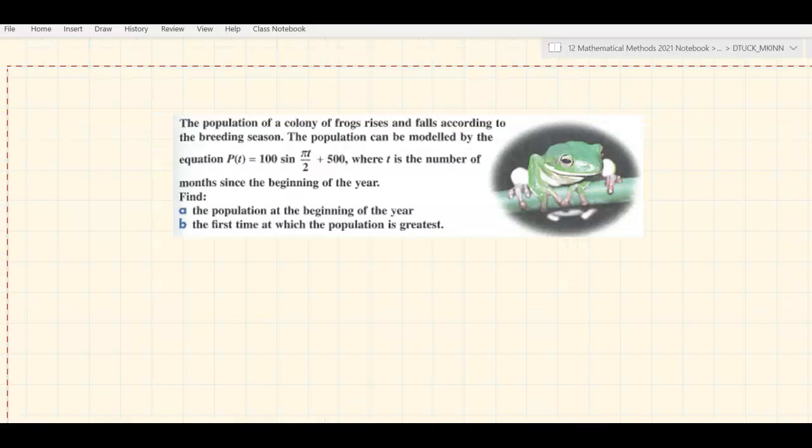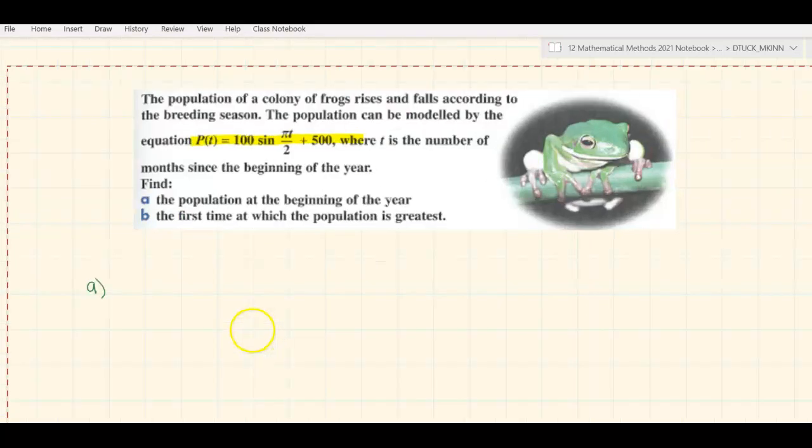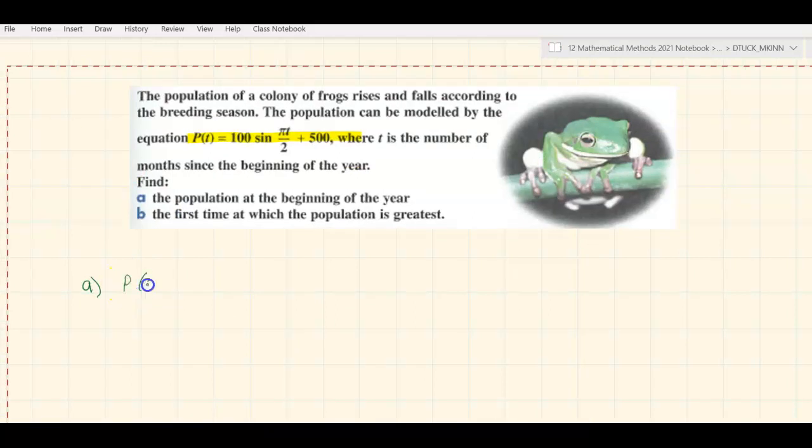All right, so the population of a colony of frogs rises and falls according to the breeding season. The population can be modeled by this equation here, where the population is 100 sine of pi t on 2, all plus 500, where t is the number of months since the beginning of the year. Part A says, can you find the population at the beginning of the year? So what is t at the beginning of the year? 0. So we sub in 0. We are solving for what the population is when t is 0.